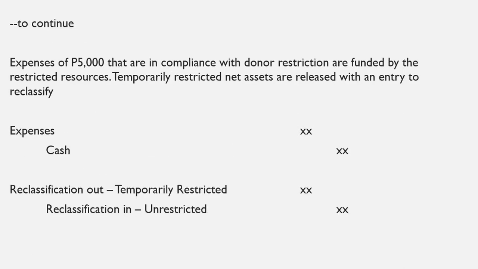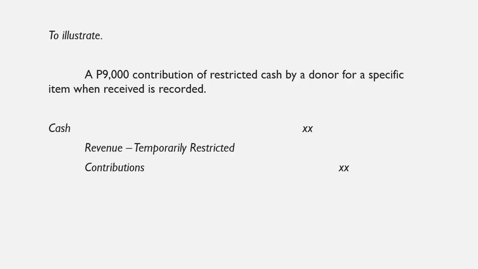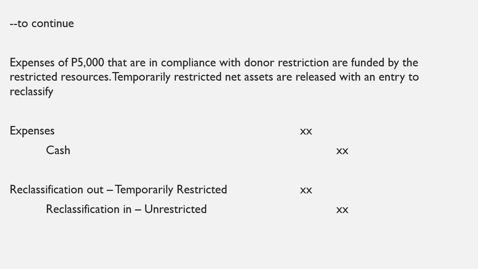Pag naka-incur ka na or si university ng expenses related to the 9,000 restricted contribution, and syempre, you'll have to record expenses, okay? Debit expenses, credit cash for the said amount, and a corresponding reclassification from temporarily restricted to unrestricted net asset. Remember, as what we have discussed in the previous video, yung expenses natin can only be recognized in the unrestricted net asset portion.